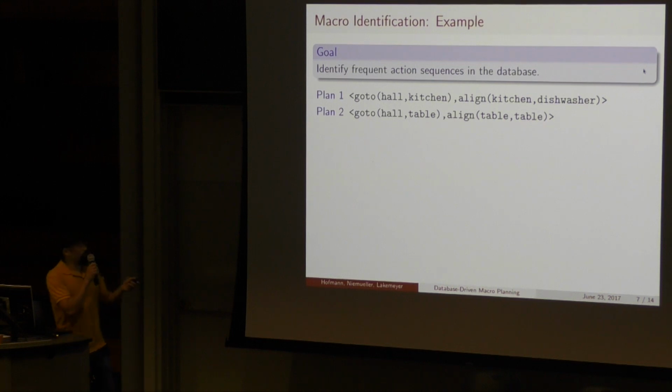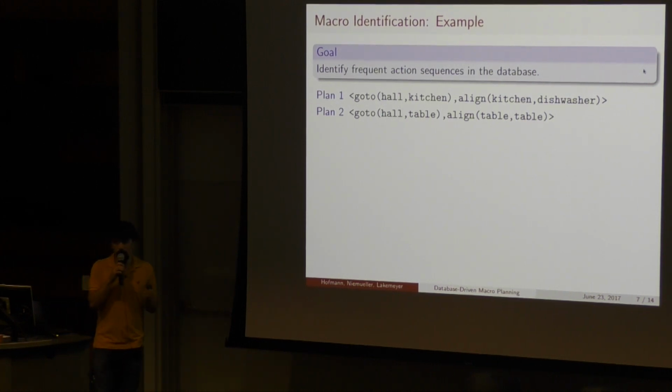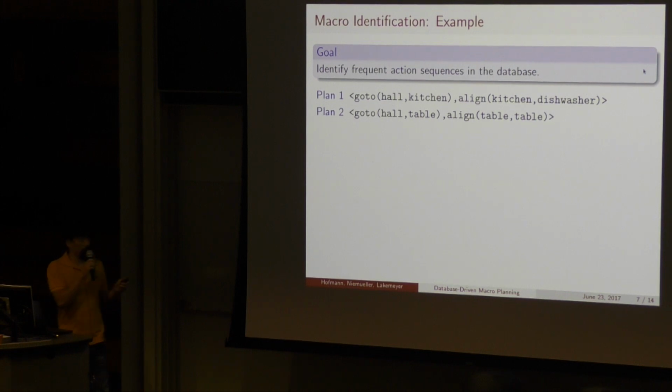So the align action, basically what it does is, you have a rough localization, but in order to do any manipulation tasks, you actually need to have very precise localization. So the align action just makes sure that you're precisely aligned to the second argument, which is here the dishwasher and here the table in the living room.